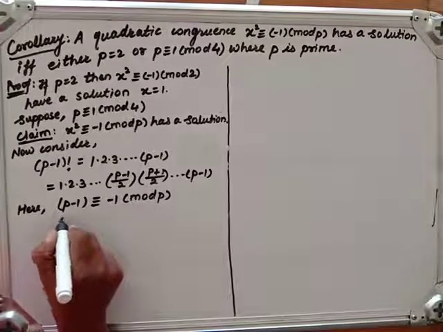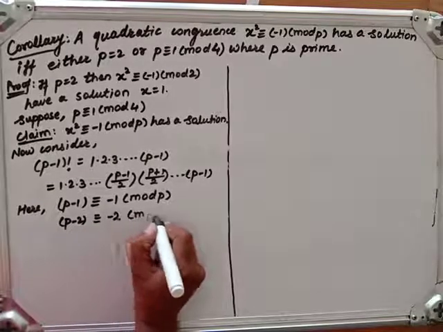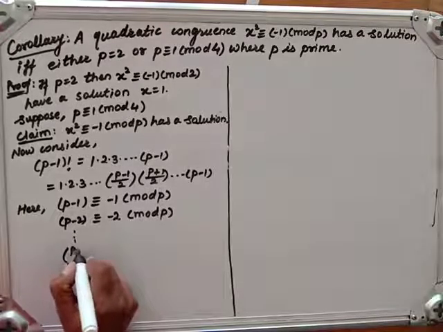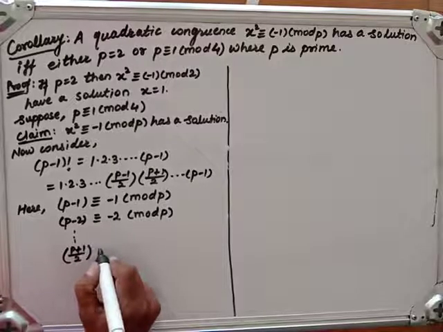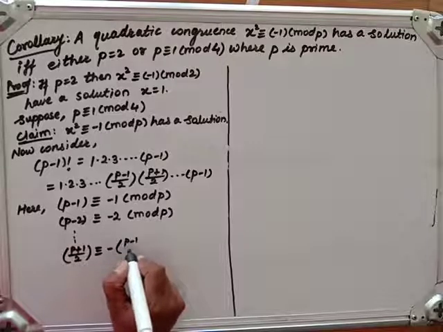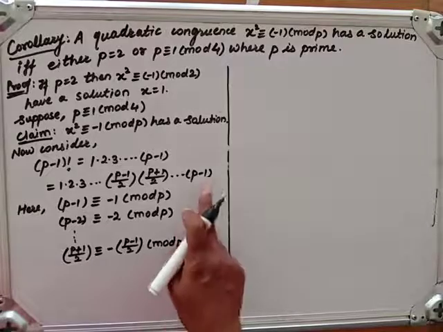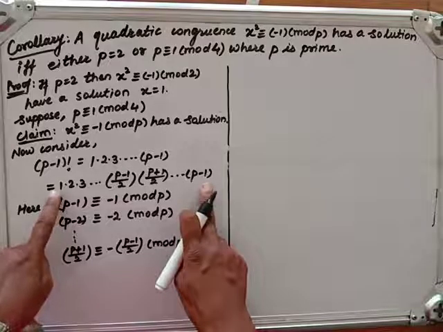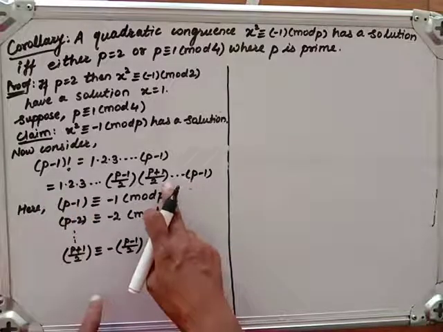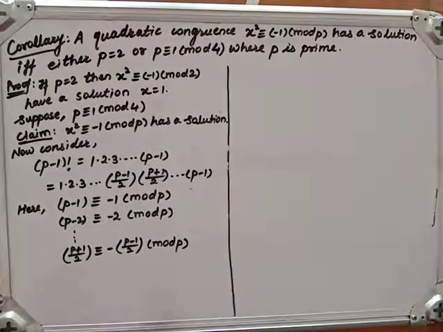Okay, p minus 2 is congruent to whom? Minus 2 modulo p. Okay, and so on up to what about (p plus 1) by 2? This one is congruent to whom? Minus of (p minus 1) by 2 modulo p. Look here, p minus 1 with this negative, p minus 2 with this negative, then obviously (p plus 1) by 2 is congruent to what? Minus of (p minus 1) by 2 modulo p.